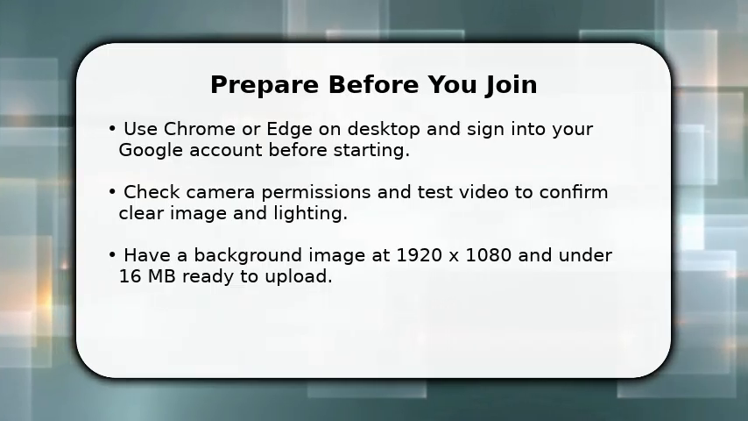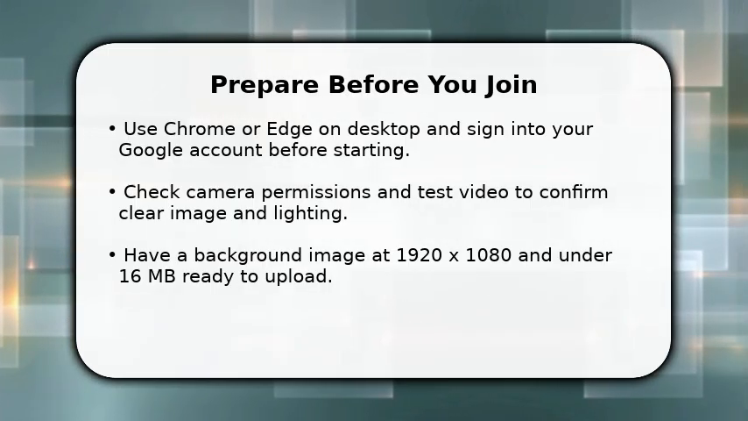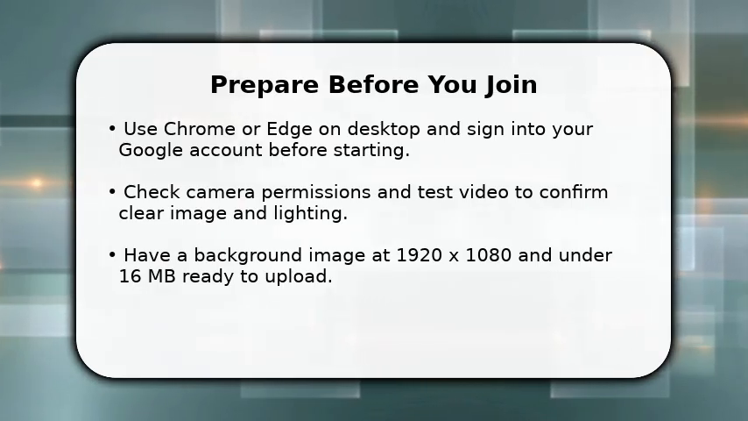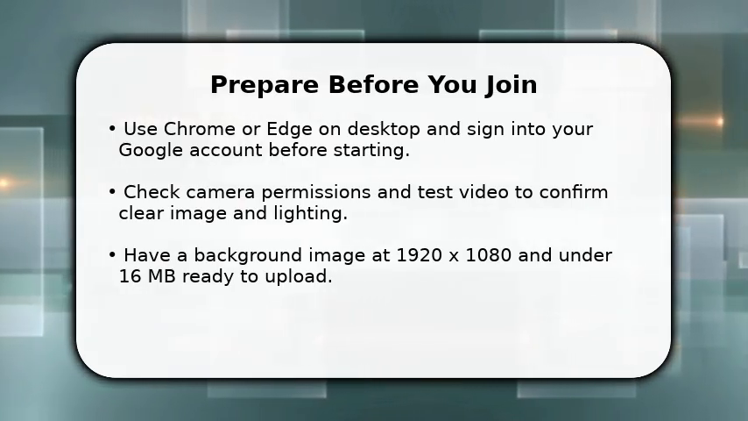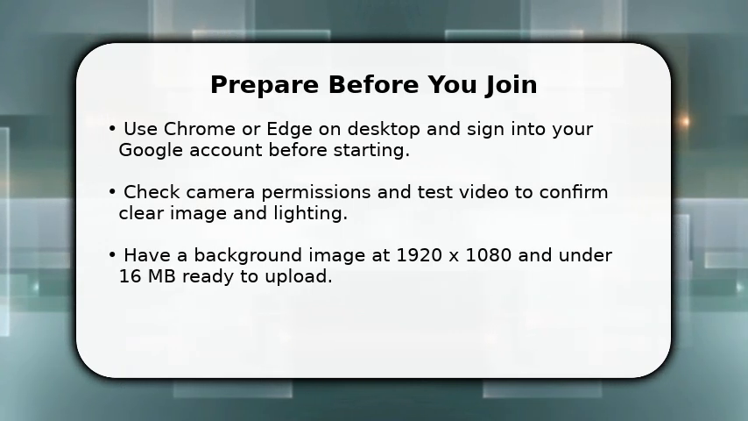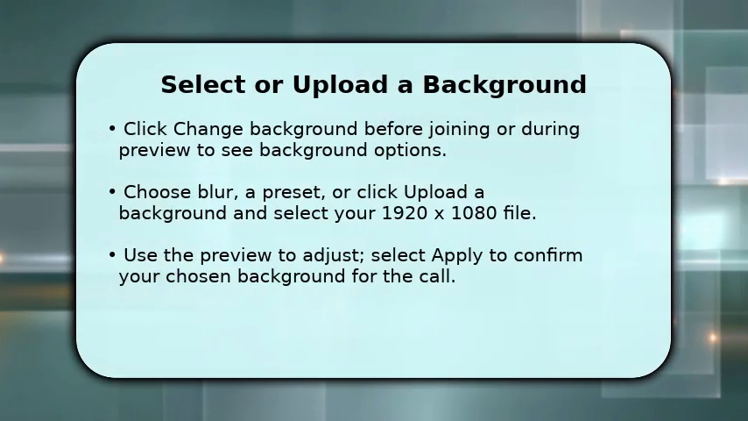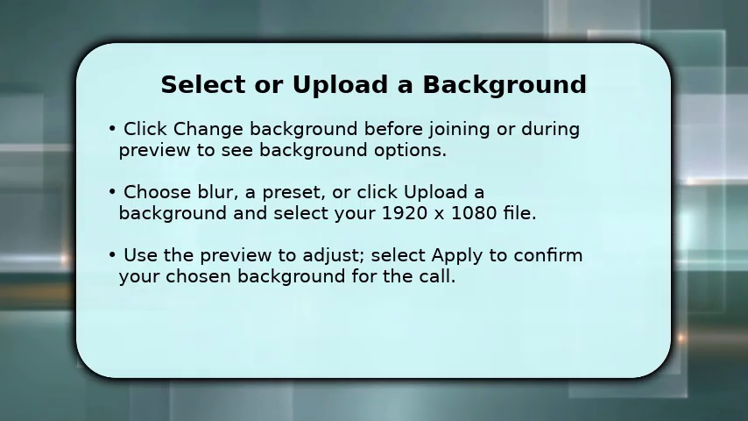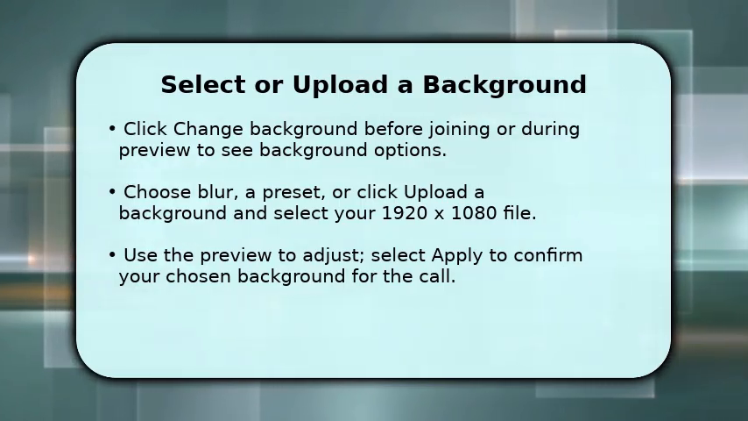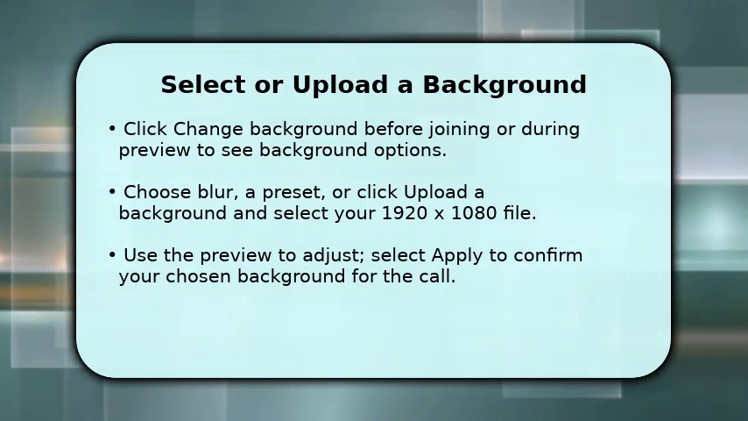If you plan to upload an image, have a 1920x1080 file under 16 MB ready. Close other camera apps to prevent conflicts with Google Meet. When you are in the meeting preview, click Change Background at the bottom right of the video. You will see blur options, system presets, and an Upload a Background button.